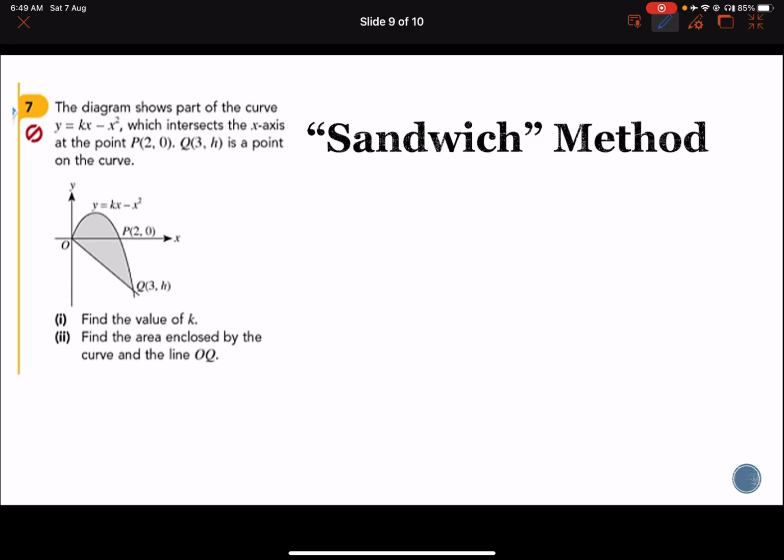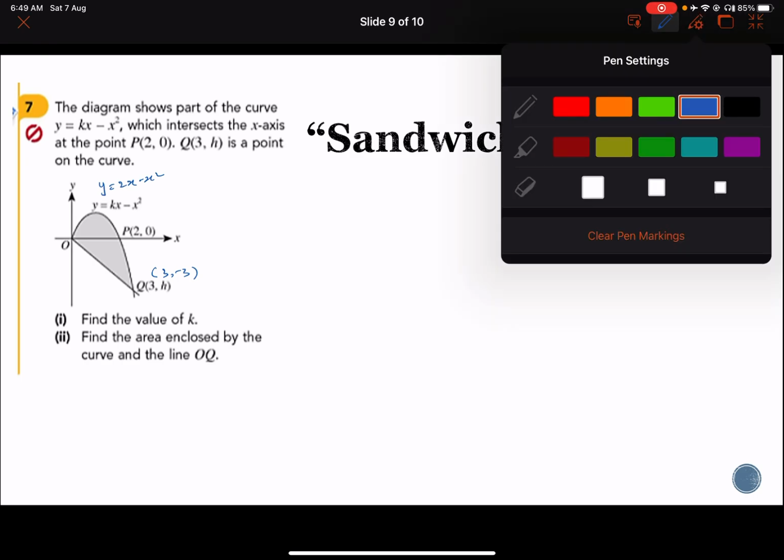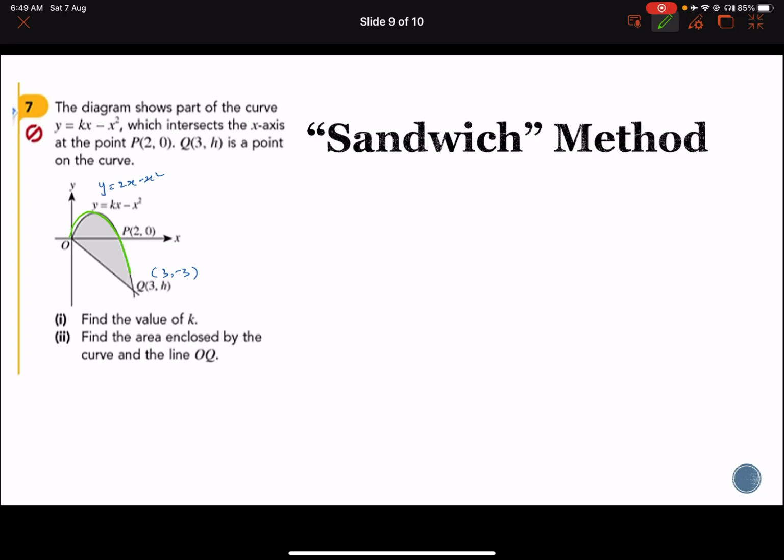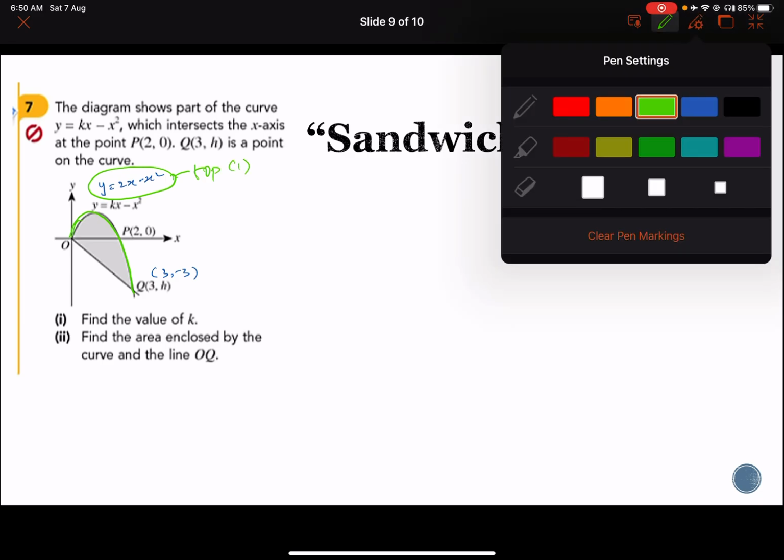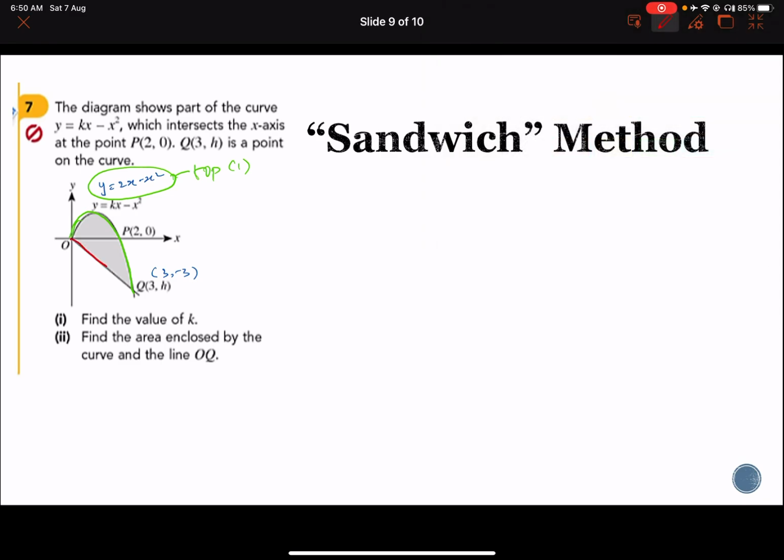Now going back to this question, we already know this is 2 and this is negative 3. Using the sandwich method, we don't have to worry about minusing anything. We just need to know that we have the curve and the line. I'm just going to draw again in a different color. The top part, which is green, will be this one here. This is the top, which we're going to call equation 1. Then this one here is the bottom, and we'll call it equation 2.